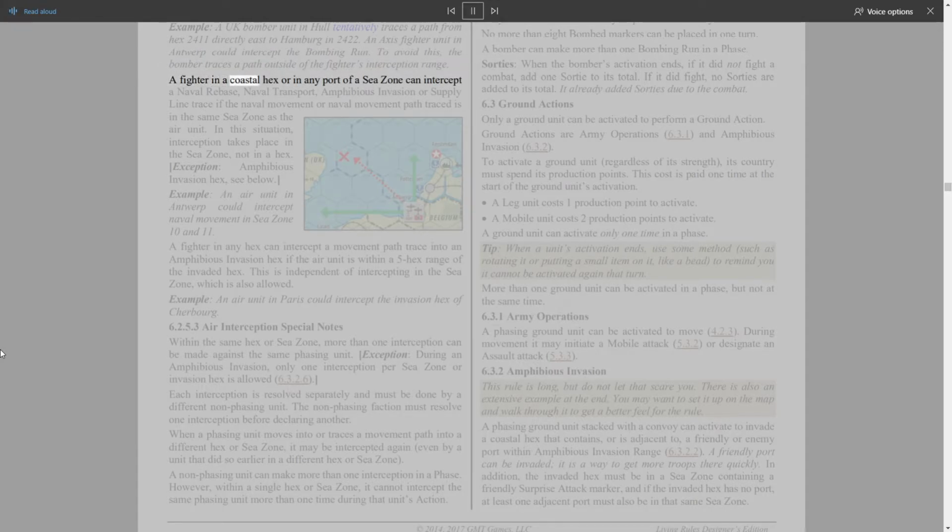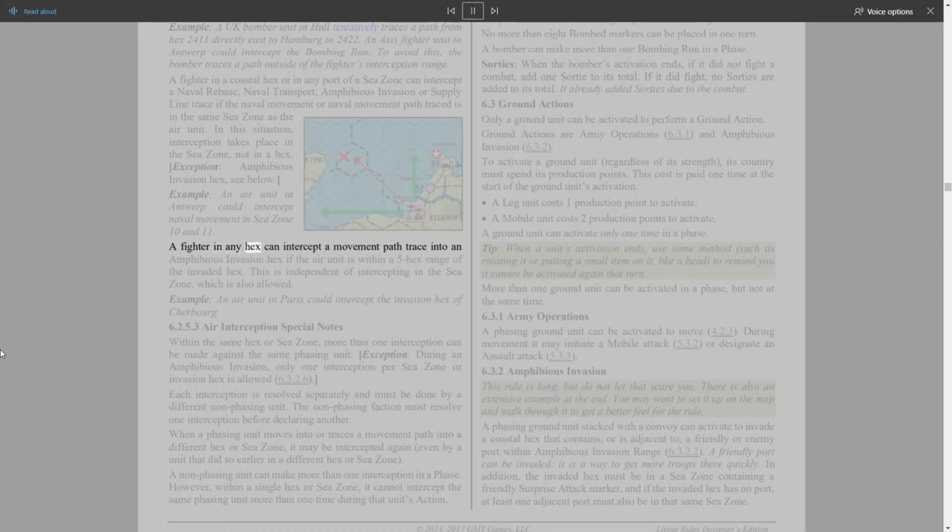A fighter in a coastal hex or in any port of a sea zone can intercept a naval rebase, naval transport, amphibious invasion or supply line trace if the naval movement or naval movement path traced is in the same sea zone as the air unit. In this situation, interception takes place in the sea zone, not in a hex. Exception, amphibious invasion hex, see below. Example, an air unit in Antwerp could intercept naval movement in sea zone 10 and 11.